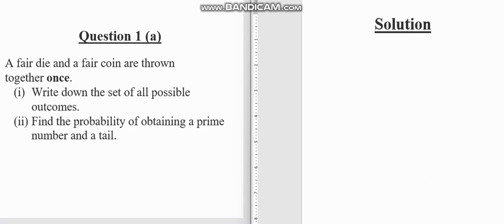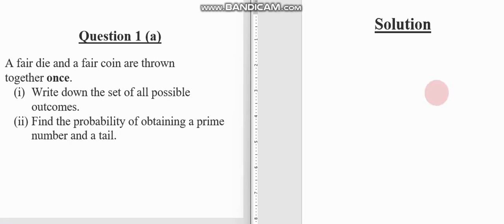In this tutorial, we'll be solving question 1A of the 2024 BC mathematics questions. As you can see, the question is on the left hand side of the screen and it reads: a fair die and a fair coin are thrown together once. I. Write down the set of all possible outcomes. II. Find the probability of obtaining a prime number and a tail.